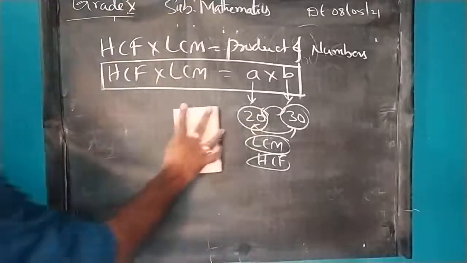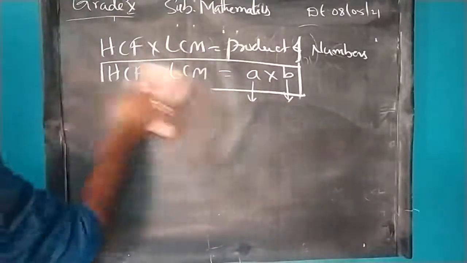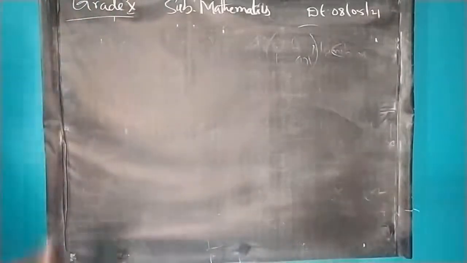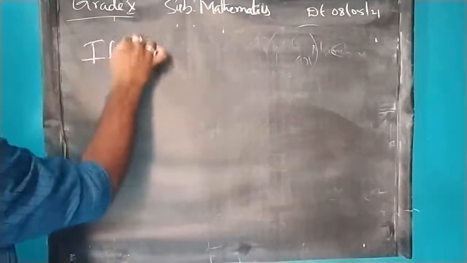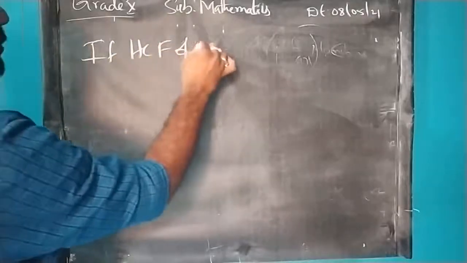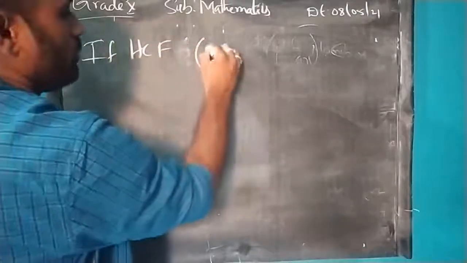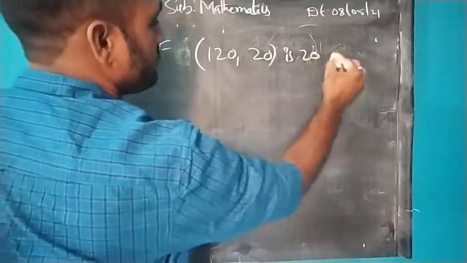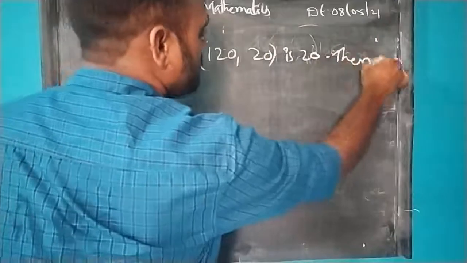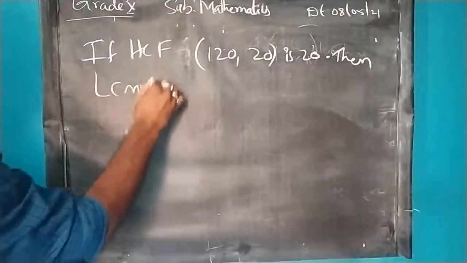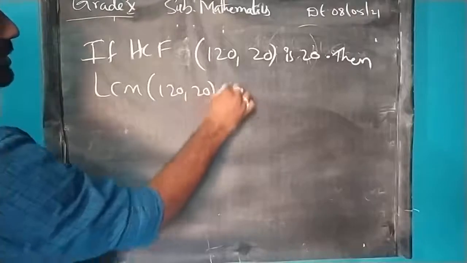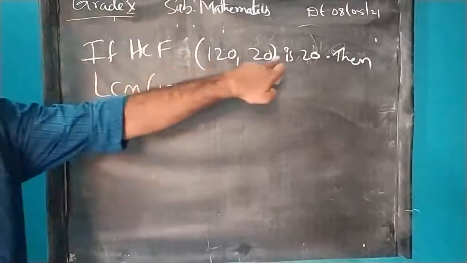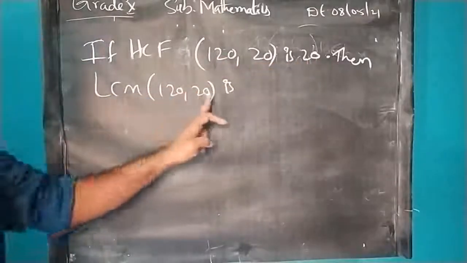Let us see how various types of questions will be asked based on this concept. If HCF of 120, 20 is 20, then LCM of 120, 20 is. So if you see here, HCF of 120, 20 is 20, then LCM of 120, 20 is.